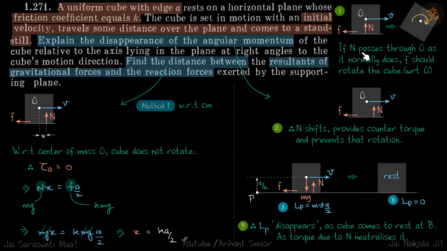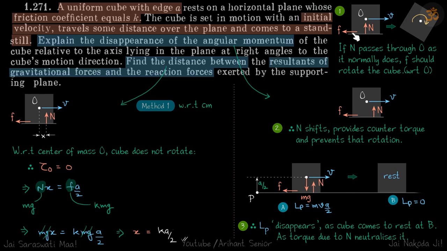Let's assume that the normal reaction is passing through the center, as expected of a block which is at rest. Let's see what happens if that is the case. About this center point, there will be a frictional force towards the left. If the normal is passing through the center, then this frictional force will rotate the block. So the block should start rotating, but it does not rotate. It slides. That means the normal reaction cannot be at the center.